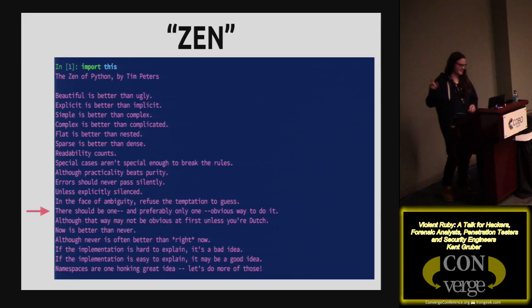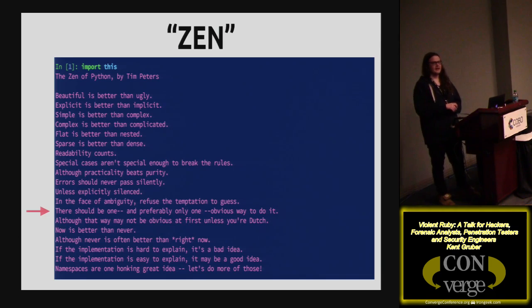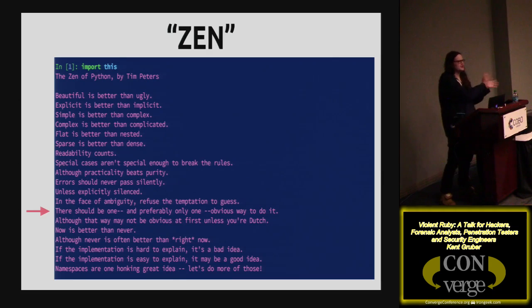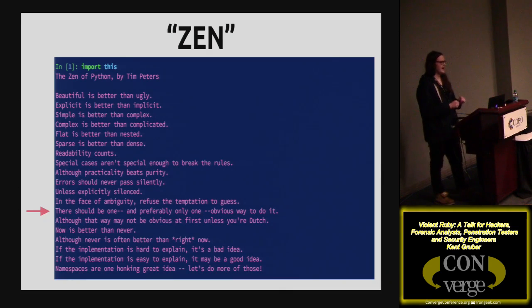But one of them specifically that I think is interesting is: there should be one, and preferably only one, obvious way to do it. There's definitely a computer science-y dev thing where we have a library, and you can make something into an array a whole bunch of different ways, and that can be really confusing for a new programmer, right? I kind of disagree with that, honestly.